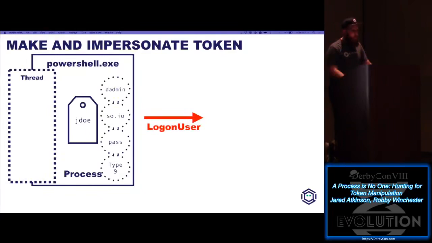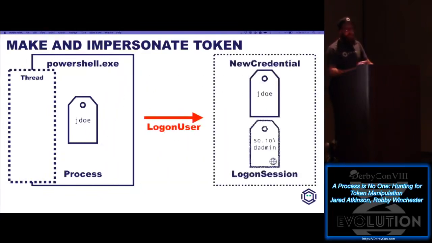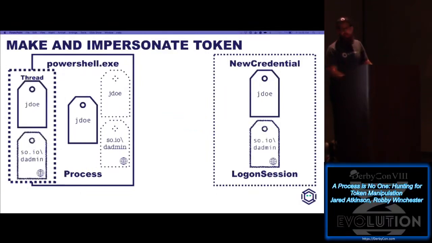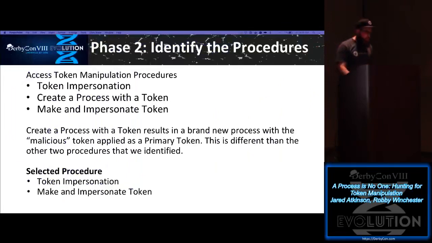And so that's kind of interesting. One of the interesting things about that is when I query the primary token or that impersonation token, it's going to appear as if John Doe is the user that it's running as. But as we mentioned, on the network, it'll be running as domain admin. So we might want to think about how we might detect that type of relationship.